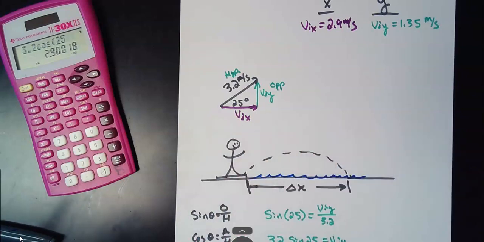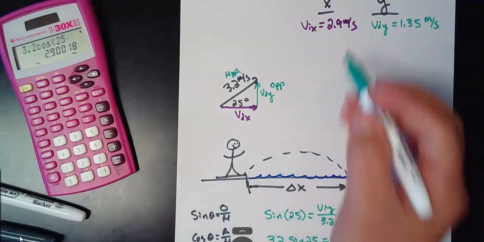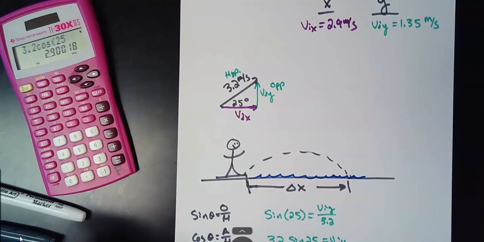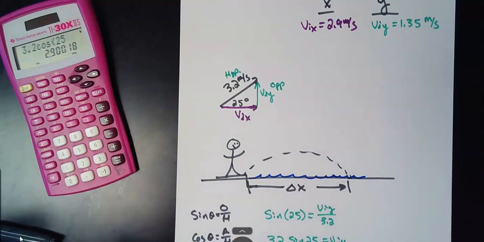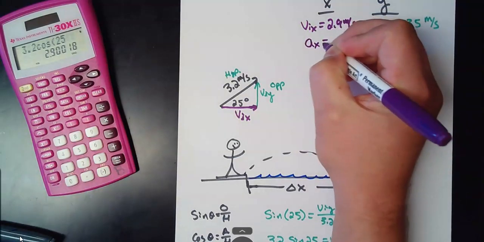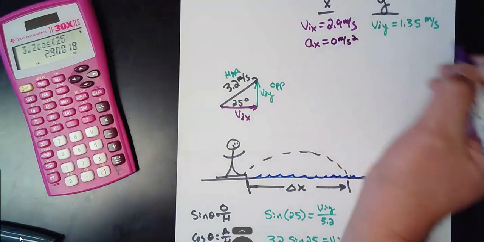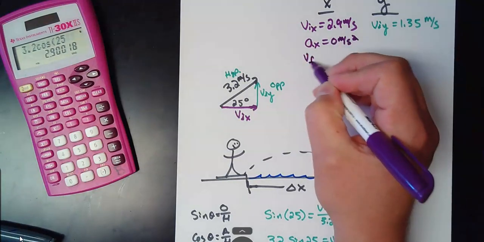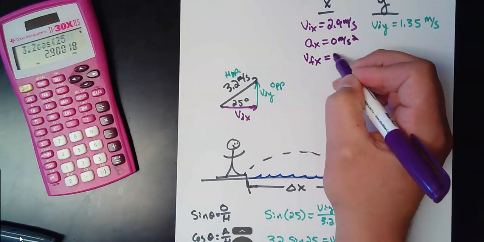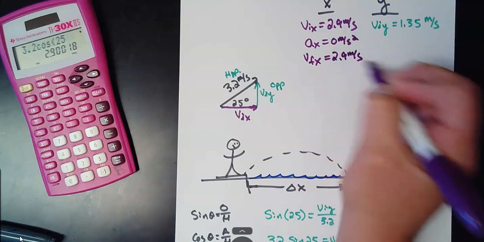You have to do this step first. You have to break it up into an x and a y direction. After that, the rest of it is fairly close to being the same with a few exceptions. So we still have a velocity in the x direction that's going to remain constant. It's not going to change because there are no forces pushing it or pulling it left or right. So that tells me the acceleration in the x direction is 0 meters per second squared. It also tells me my final velocity in the x direction is the same as the initial, 2.9 meters per second.